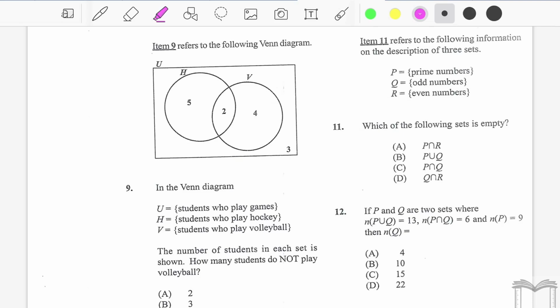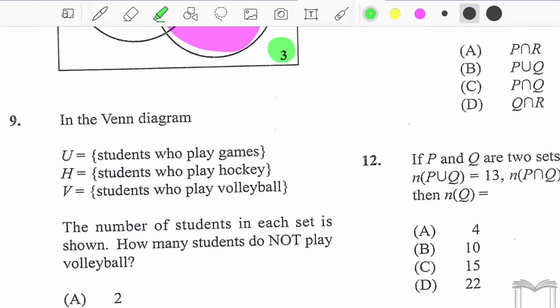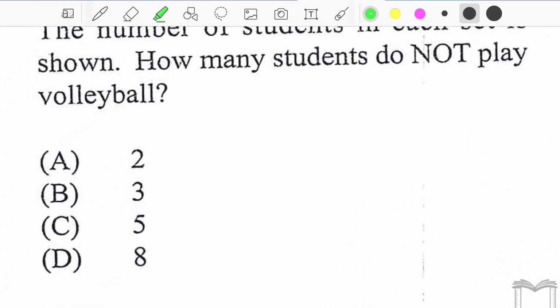So that's easy. We are looking at everything but volleyball, similar to question 8 that we just did. So this here is volleyball, so we would be exempting the 2 and the 4. It means that we will look at the 5. 5 is not volleyball, 5 is hockey only, and 3 is those that do not play hockey or volleyball. So 5 plus 3, that's 8.